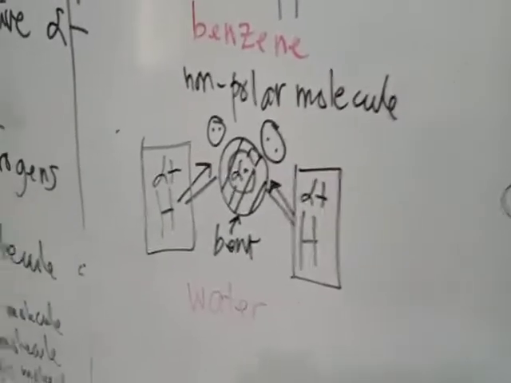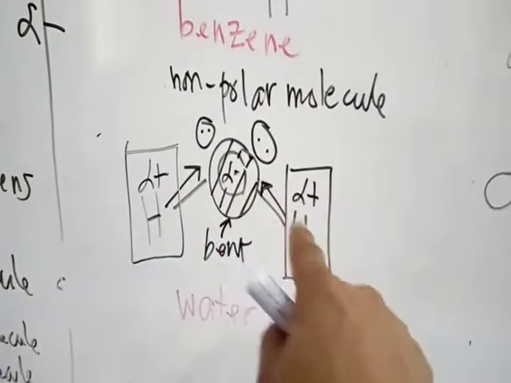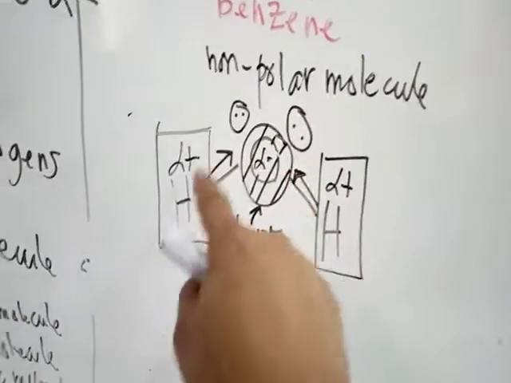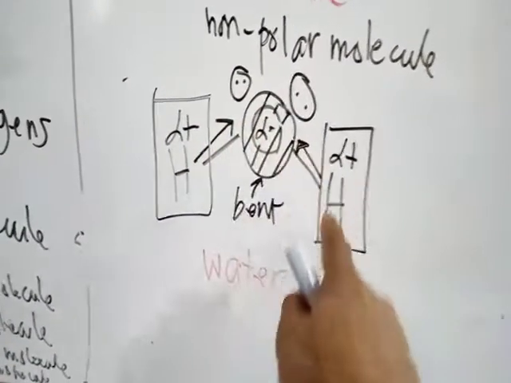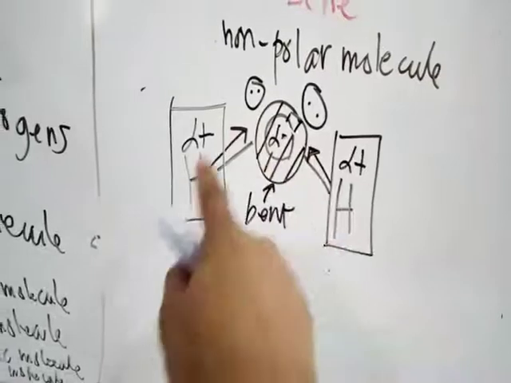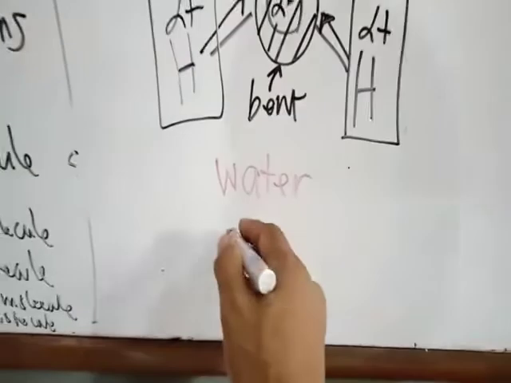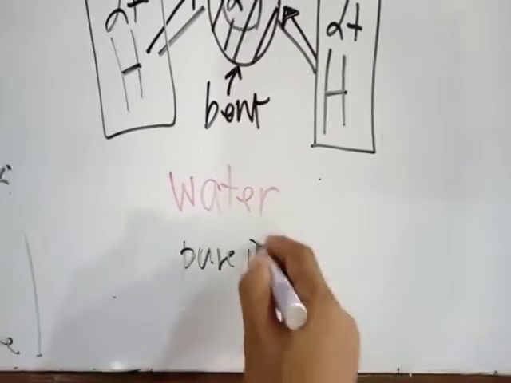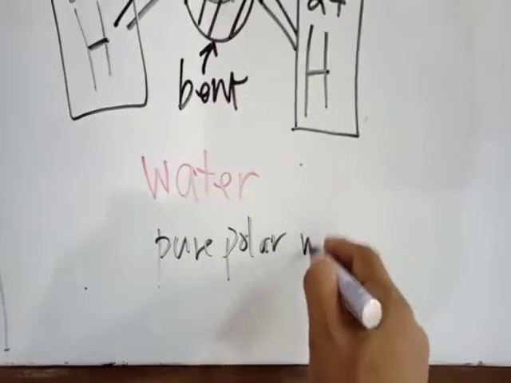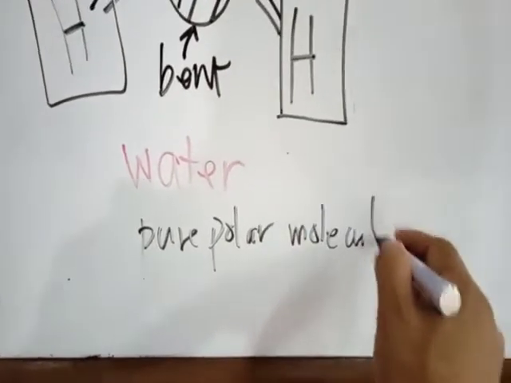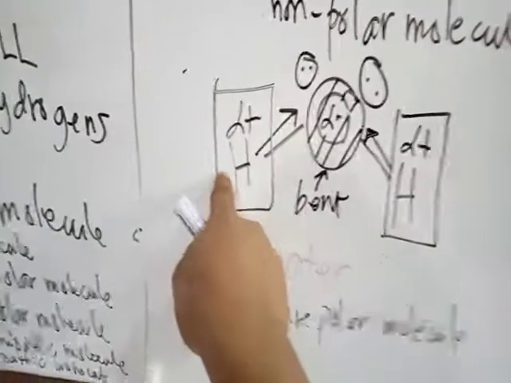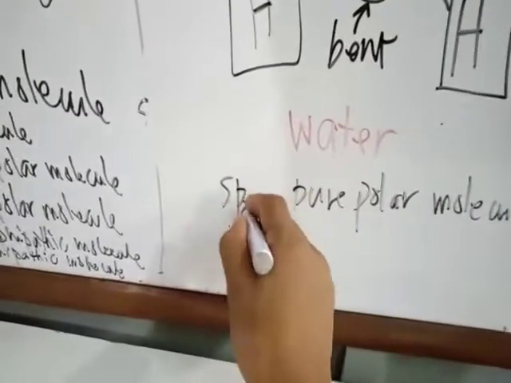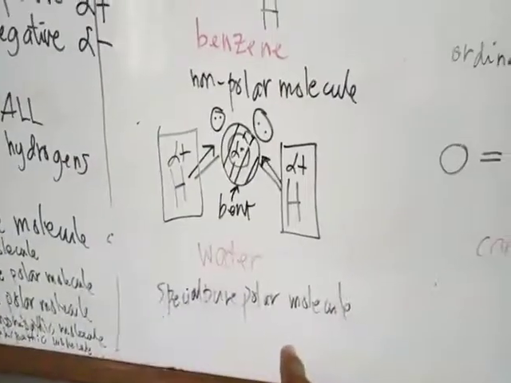So here, for water, there is only one central atom, and all central atoms are shaded. So it must be a pure polar molecule. Is it ordinary or special? Special, because of the presence of this. So this is a special pure polar molecule.